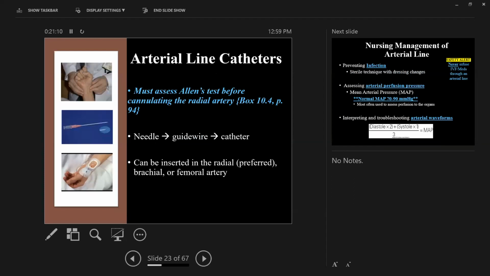All right, so the first thing we're going to do is I'm going to stop sharing and show you how to do this. You have to do an Allen's test prior to cannulating. If a resident's coming in and going to cannulate that artery, you need to make sure they do the Allen's test. So I'm going to stop sharing here and turn my little screen back on.